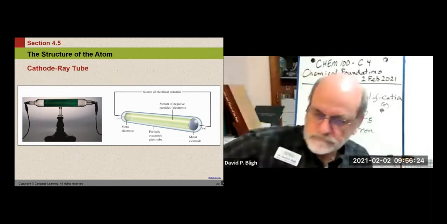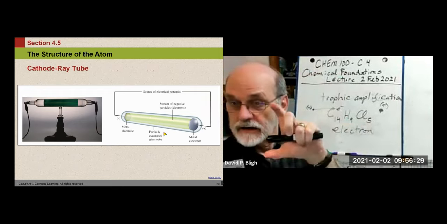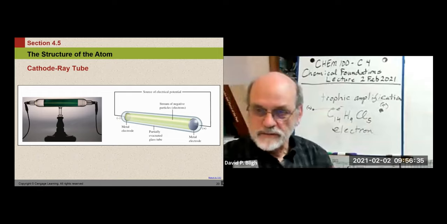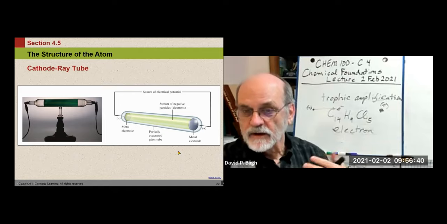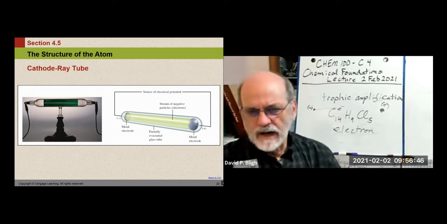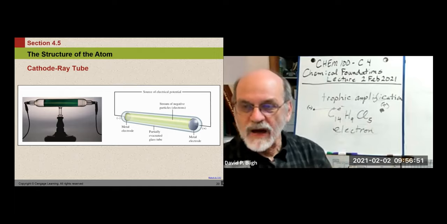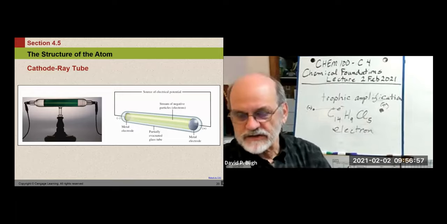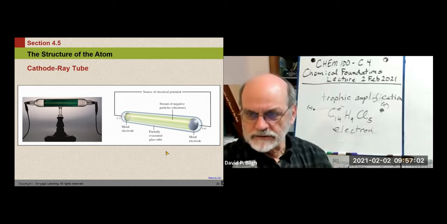You could also take a horseshoe magnet and just stick it over the thing and bend the beam as well. So with those two bits of information, he proved that the particles passing from one side to the other were negatively charged. Now, he knew that they were not light beams, because light will not respond to an electric or a magnetic field. Light only responds to a gravitational field, and it has to be a big one to do that. So he knew there were particles.